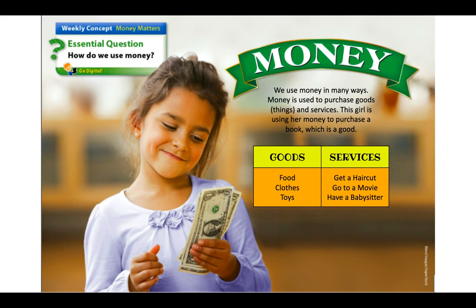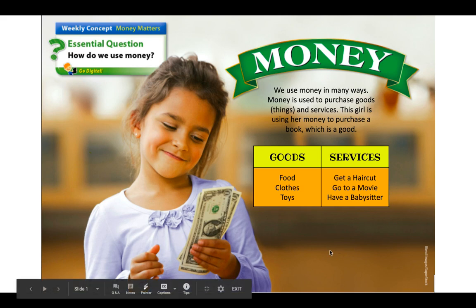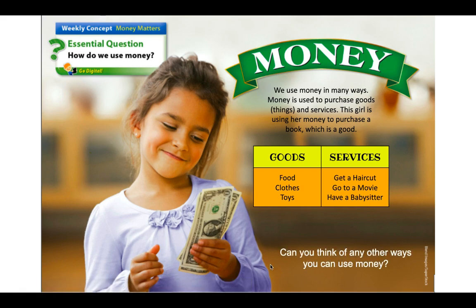and some services would be like when you get a haircut. You don't really bring anything home, but you have to pay for the haircut. When you go to the movie, you don't really bring anything home, but you have to pay to go to the movie. Another would be if your parents go out to the movie and they have to pay a babysitter to watch you while they are gone. So they would be paying for a service of someone to watch you. Can you think of any other ways that you can use money?